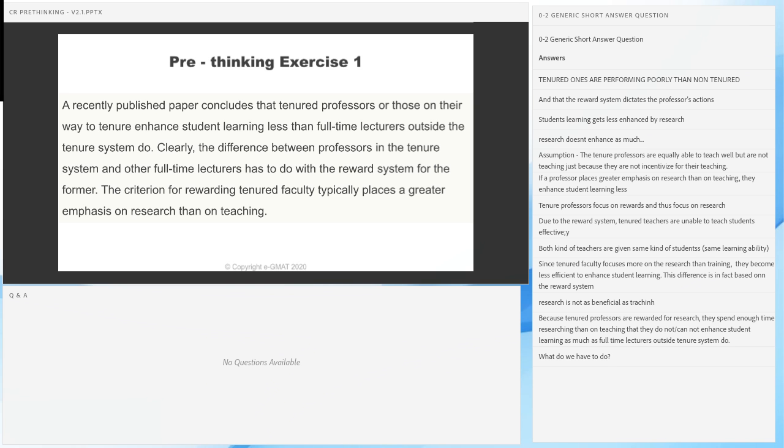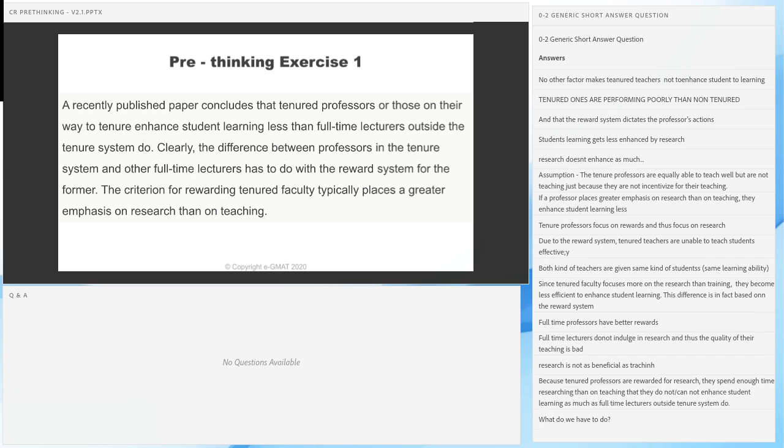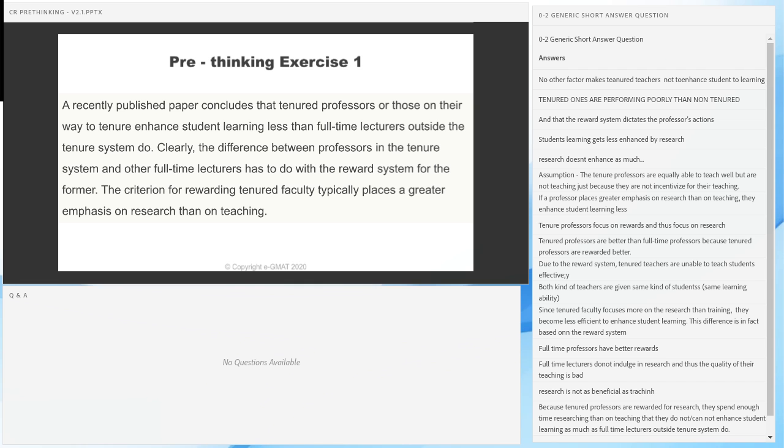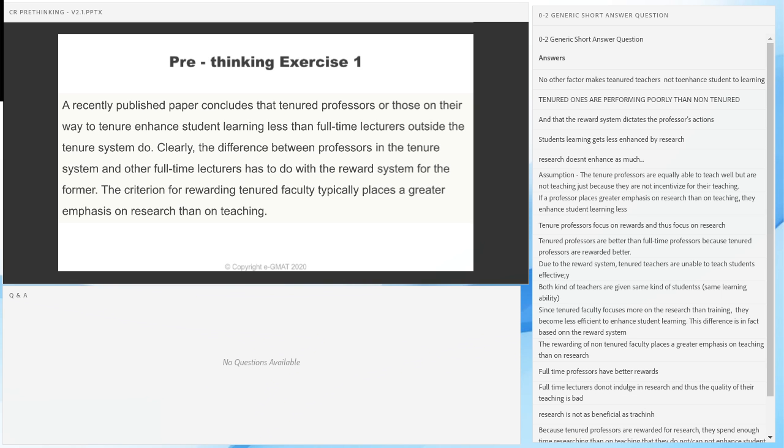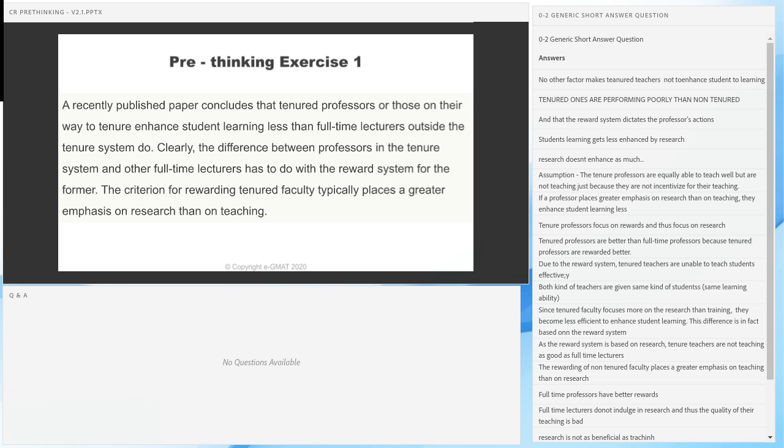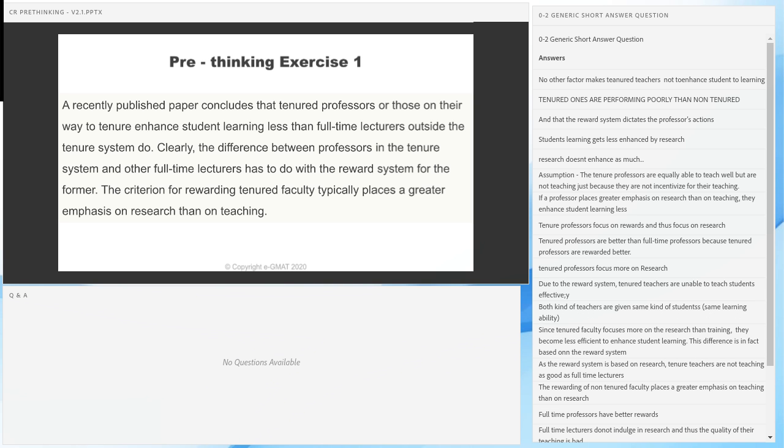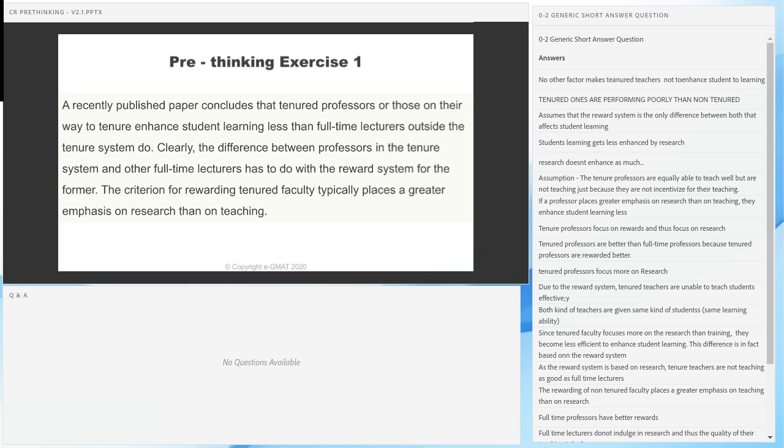Tenured professors are equally able to teach well, but are not teaching just because they're not incentivized. Okay. Are they not incentivized at all? The reward system dictates professors' actions. Tenured professors are just as able to teach, but they don't do well because they're not incentivized. Tenured professors are better than full-time lecturers because tenured professors are rewarded better. Okay, let's look at that. Full-time lecturers do not indulge in research, and thus the quality of teaching is bad. It actually is against the conclusion. An assumption always strengthens the conclusion.